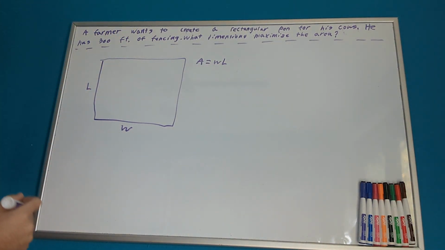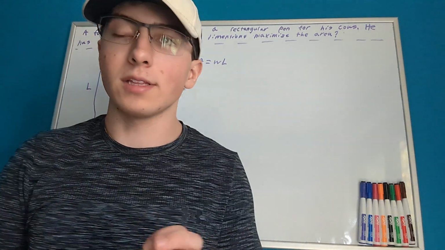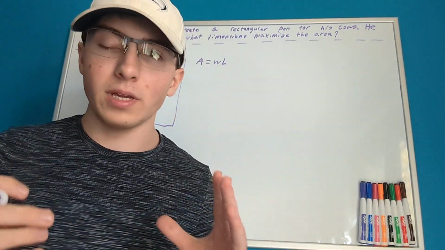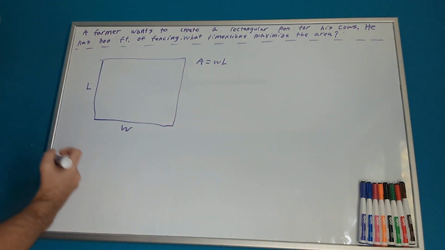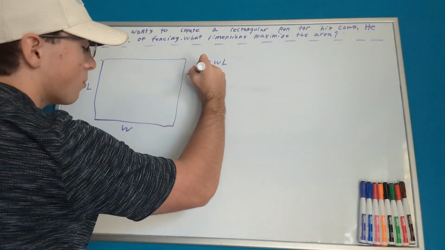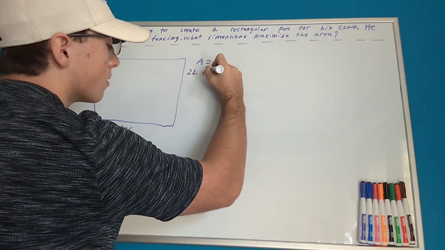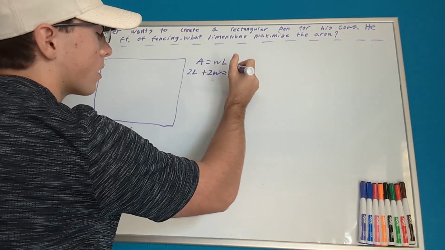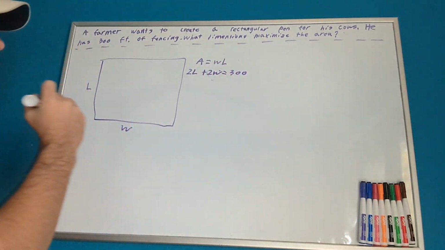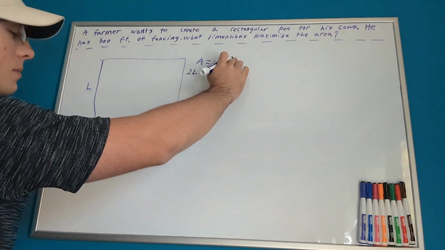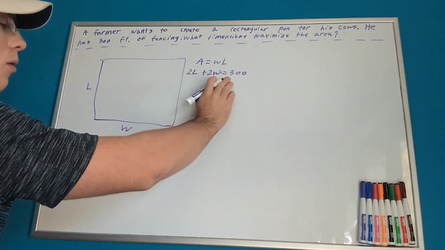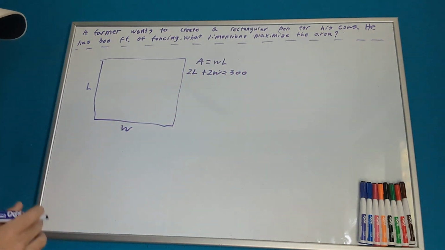And what else do we know? Well, we know the perimeter, right? The total perimeter will equal 300, right? And what is the formula for perimeter? Well, it's 2 times width plus 2 times length equals the perimeter. So that'll equal 300, right? And here we have our optimization equation, and here we have our constraint equation, okay?